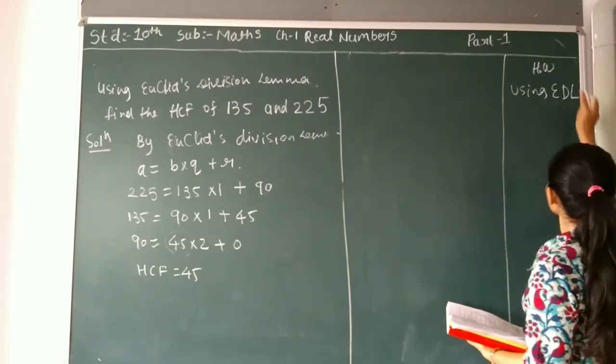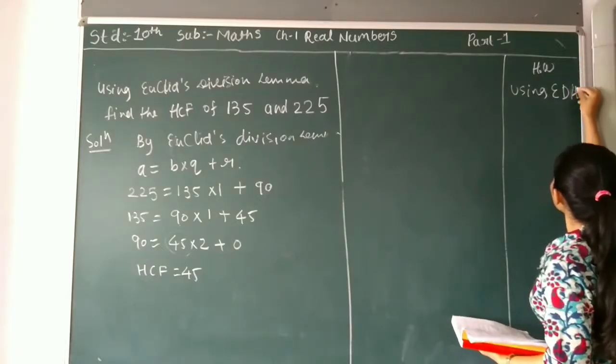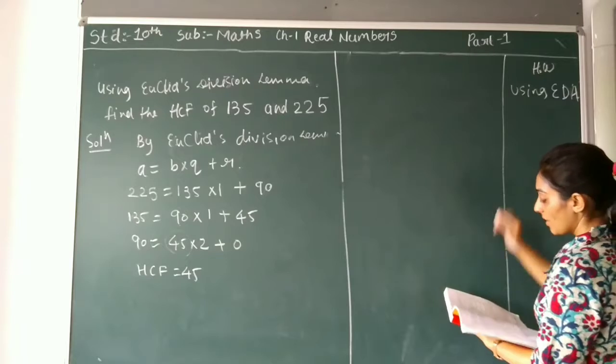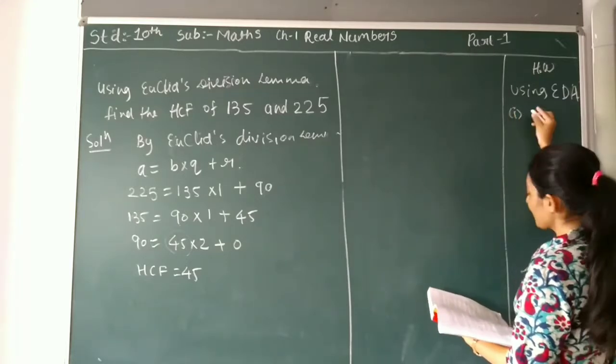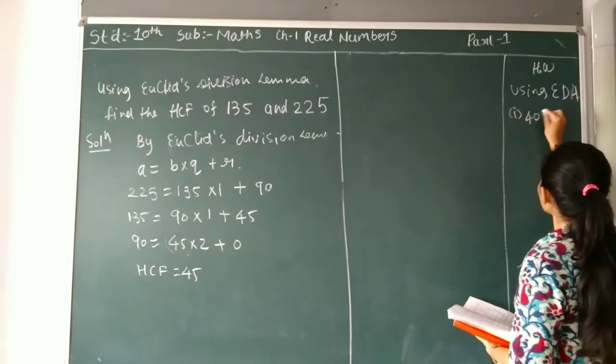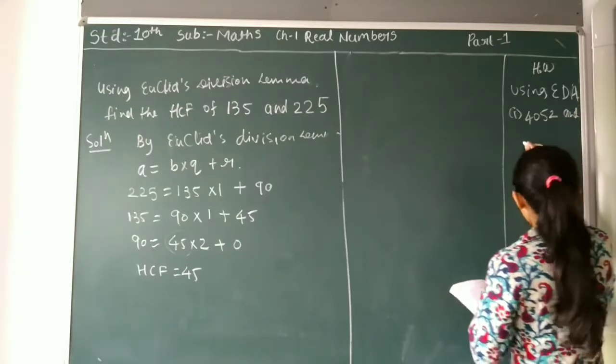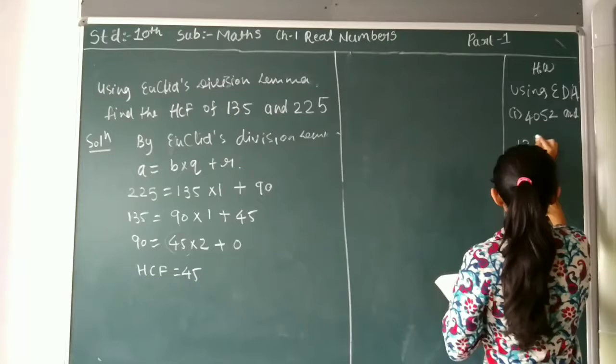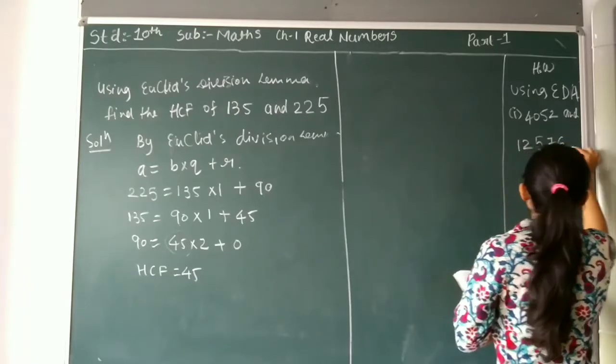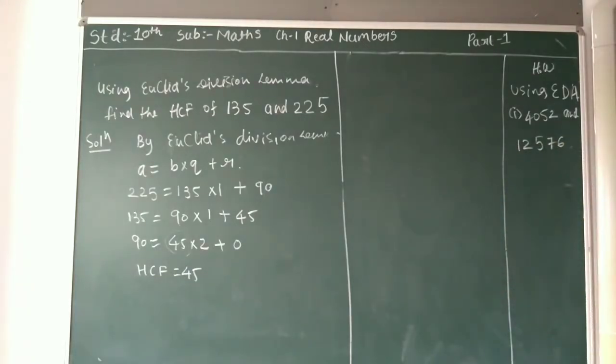Or else algorithm. Okay, we can say both. You have to find the HCF of 4052 and 12576. You have to solve this example using Euclid division algorithm.